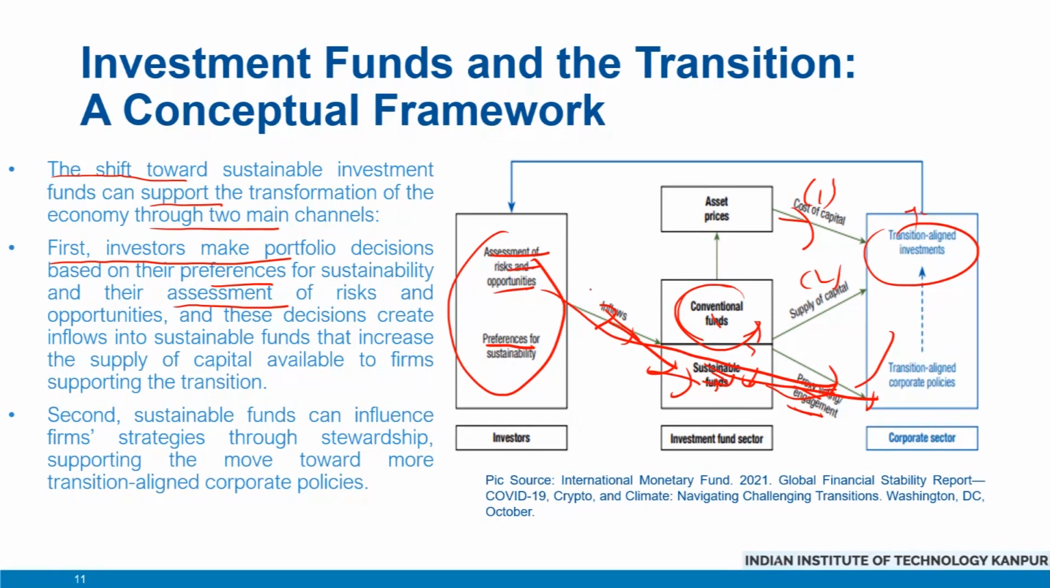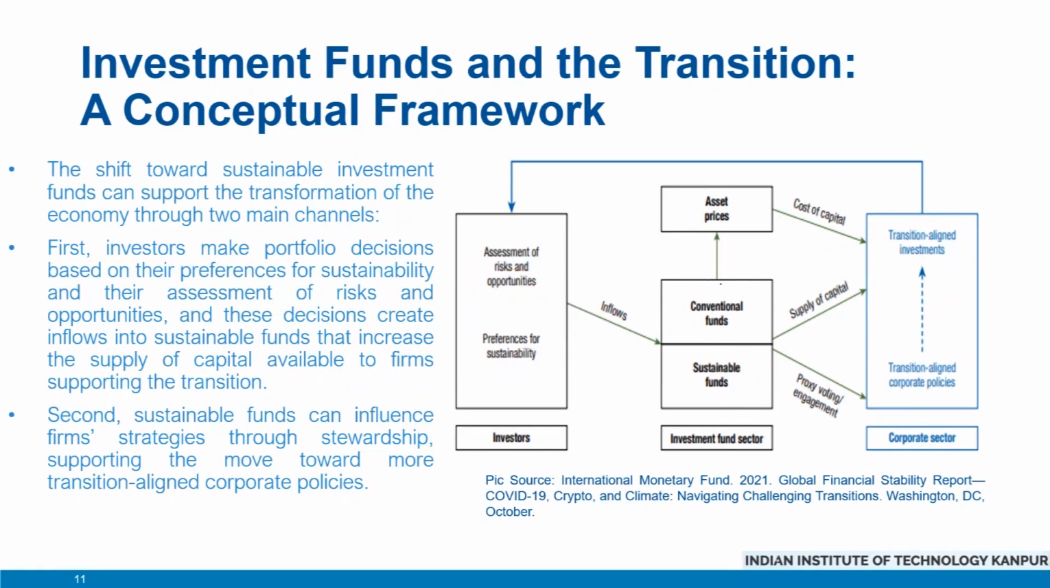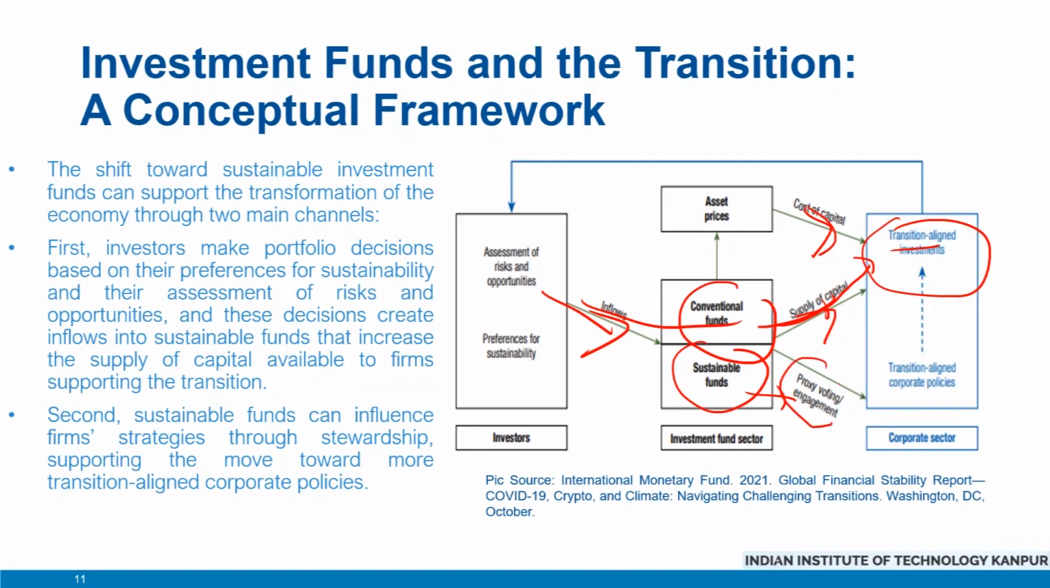So there are two aspects. One, through the fund channel, first supply. Through these inflows, the supply of capital and cost of capital for these green sustainable projects is improved, while those conventional funds that are starved of supply will be more motivated to make these transition aligned investments. And secondly, there'll be more stewardship from sustainable funds like proxy voting and engagement in AGMs, annual general meetings, and so on, and that would further enforce transition aligned corporate policy overall.